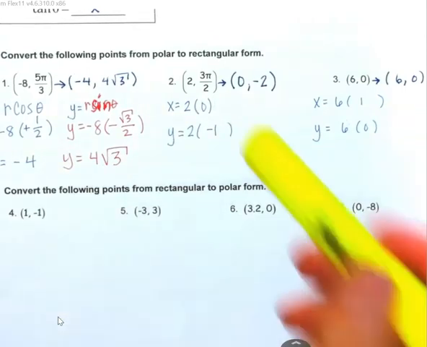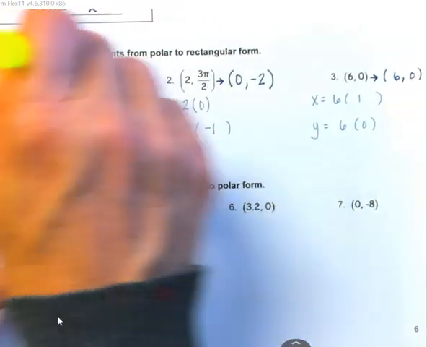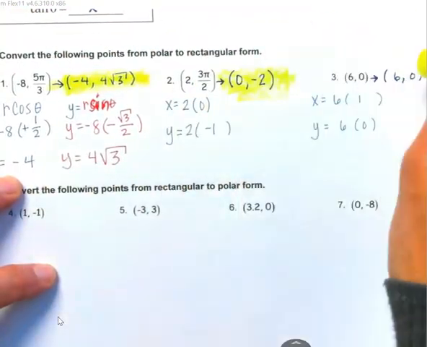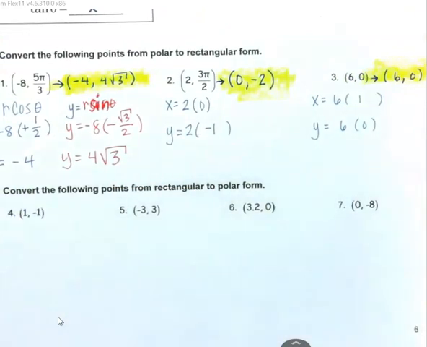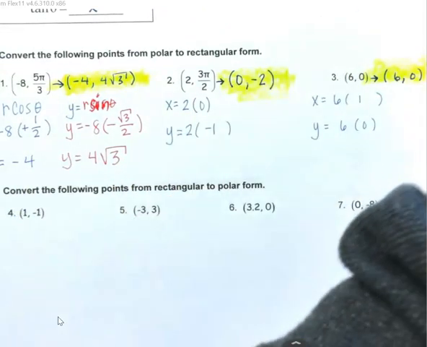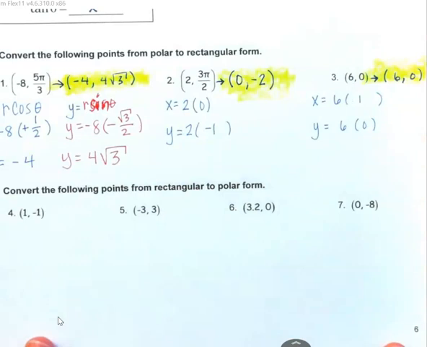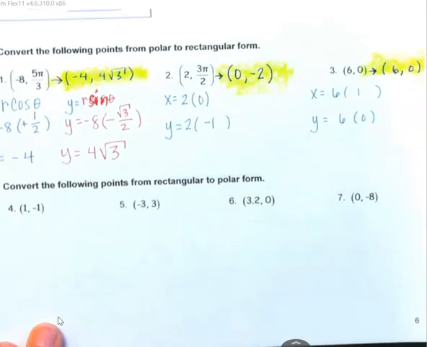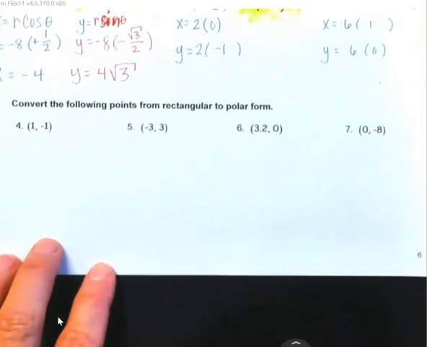Okay, so that was converting to rectangular form. Now let's convert to polar form. Remember, for polar form, you might have more than one answer. That's why quadrants are so important.